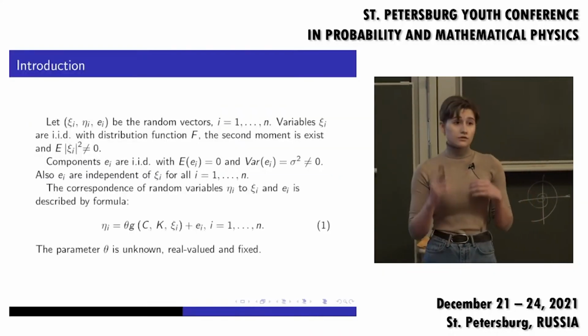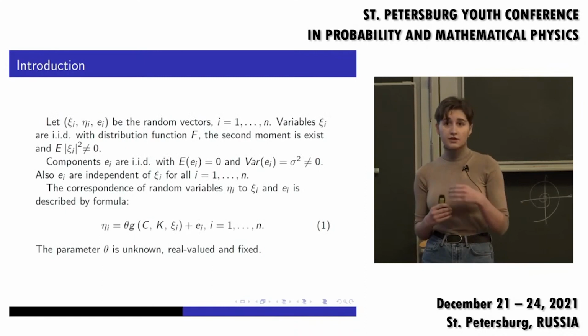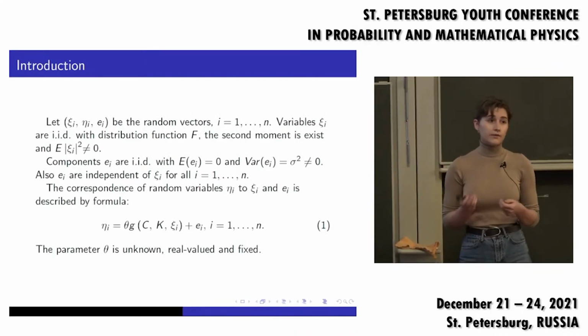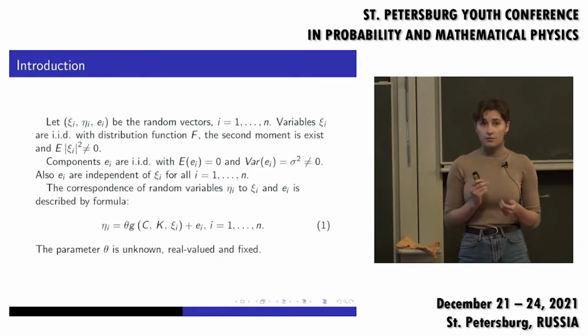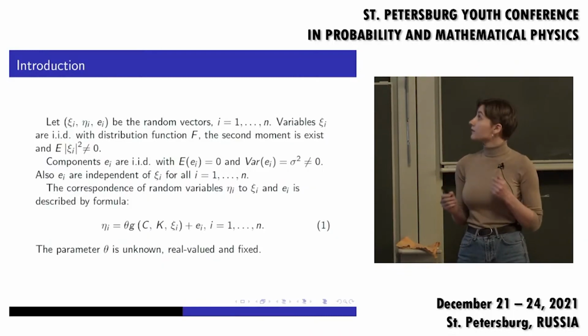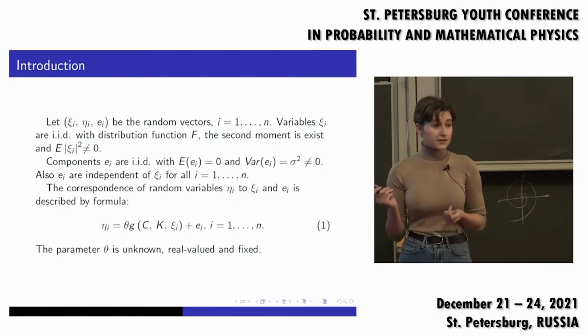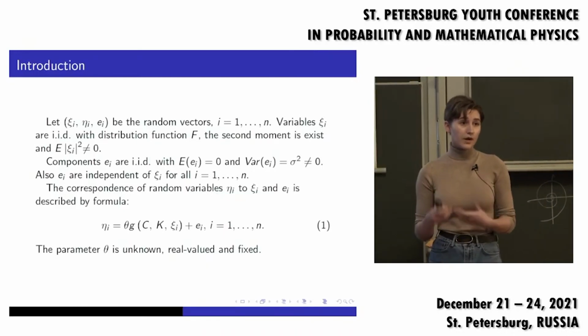A bit about the structure of my presentation. First of all, we define a regression model. Then we define hypotheses. After that, we speak about tests, and then we compare them in the Pitman asymptotic relative efficiency mean.